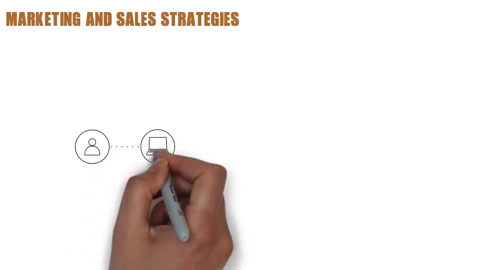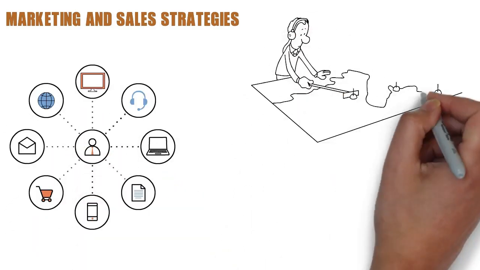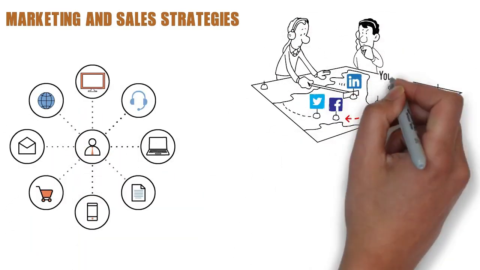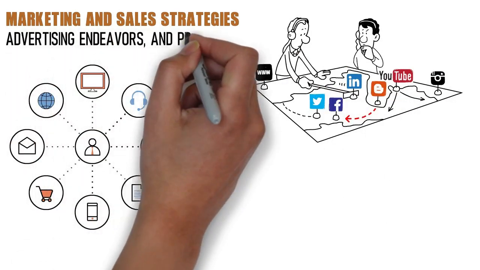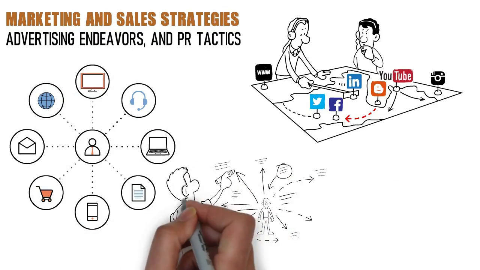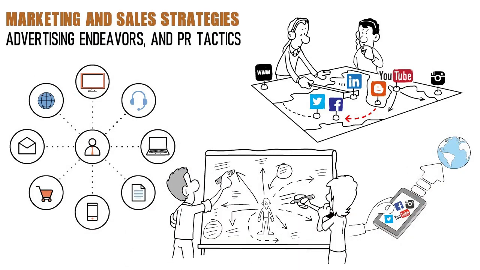Marketing and sales strategies. A successful business hinges on robust marketing and sales strategies. This section is your canvas to showcase your marketing prowess. Discuss social media campaigns, advertising endeavors, and PR tactics. Explain your sales approach and the channels through which you plan to reach your customers.